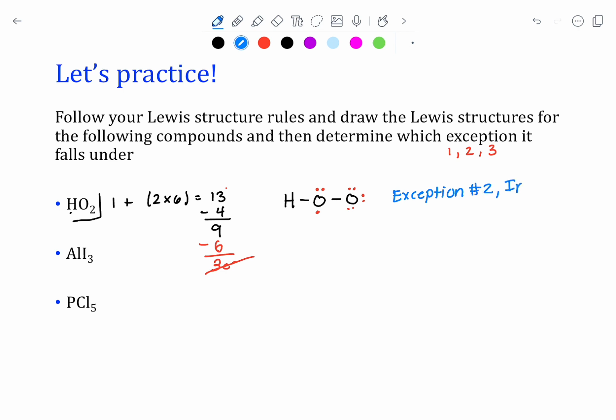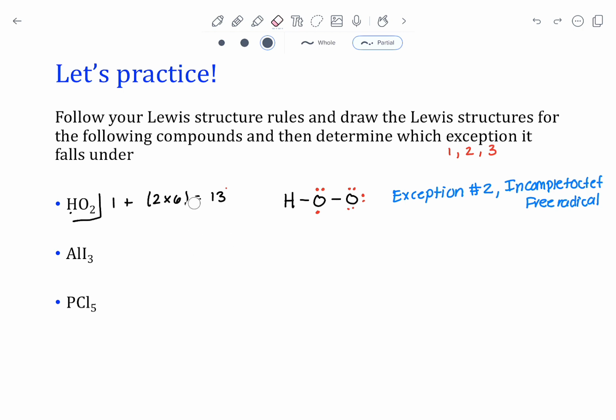The incomplete octet with a free radical. So we have this one electron that's unpaired, so that's a free radical there. If you see an odd number of electrons, they're not going to pair up because you don't have enough electrons. So it'll automatically be an incomplete octet with a free radical. Okay, let's do our next one.